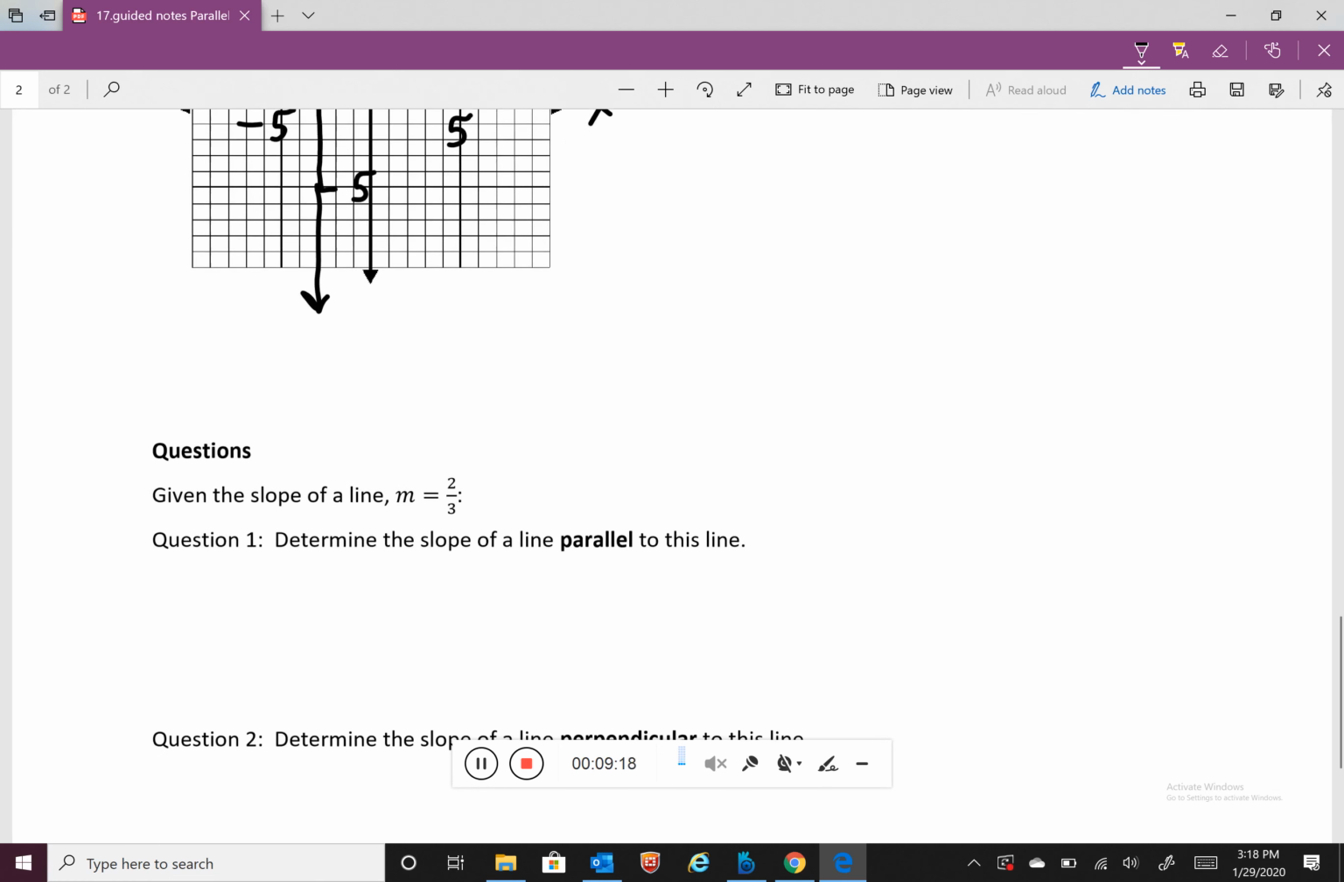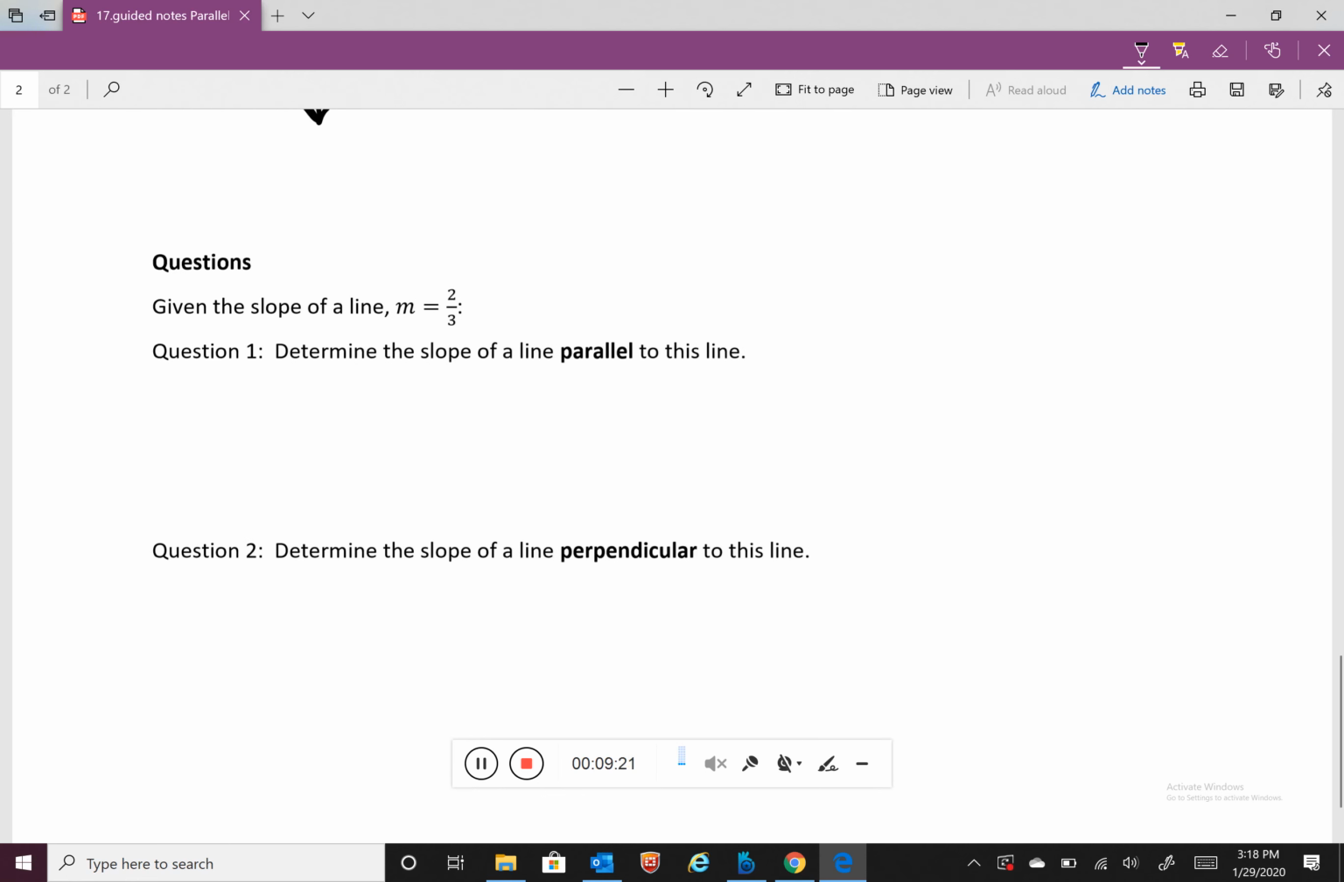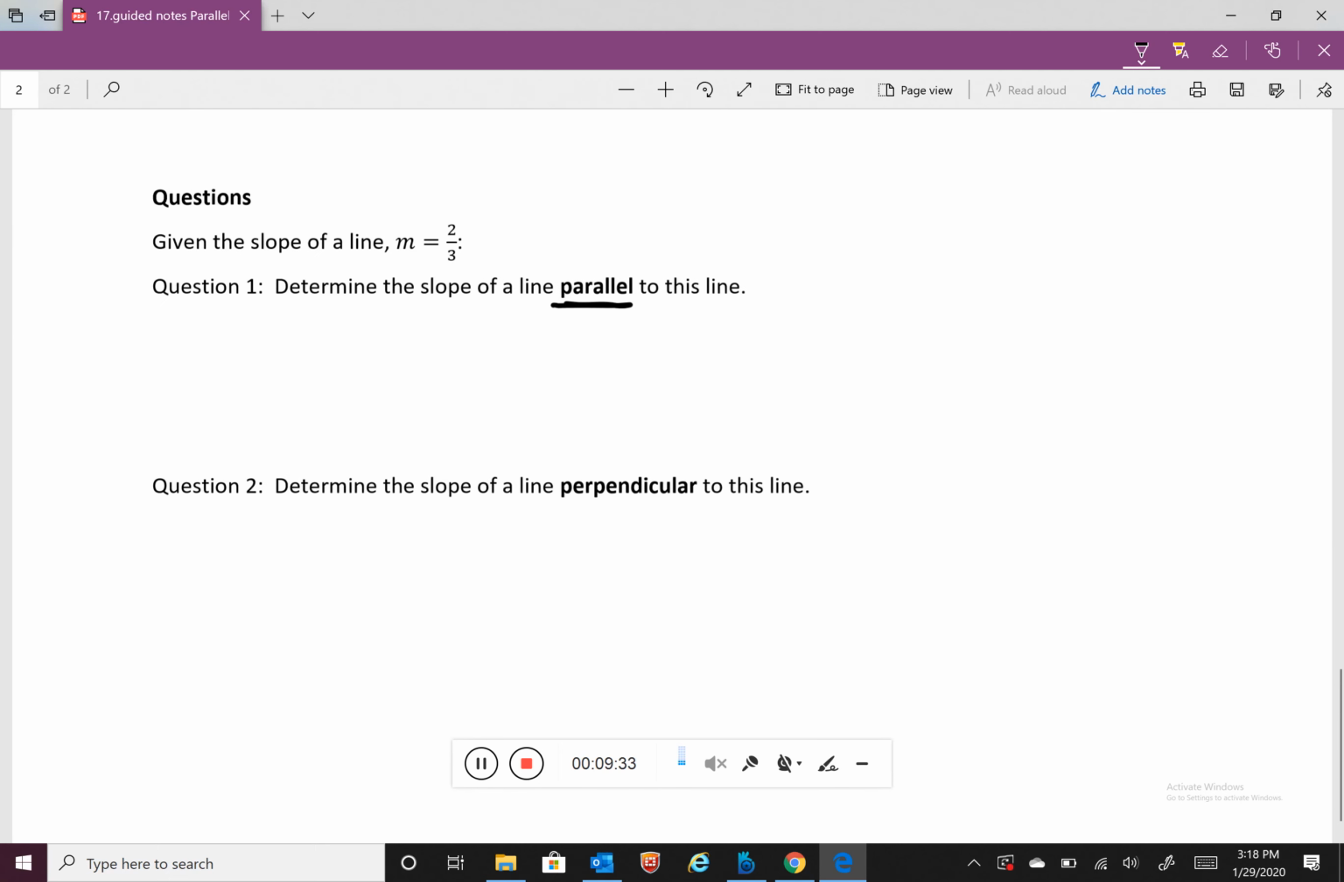And your question: given the slope of a line, m equals 2/3, determine the slope of a line parallel to this line, and determine the slope of a line perpendicular to this line.